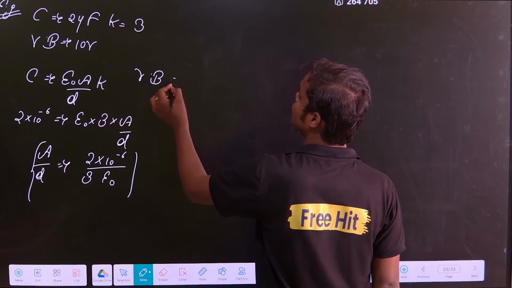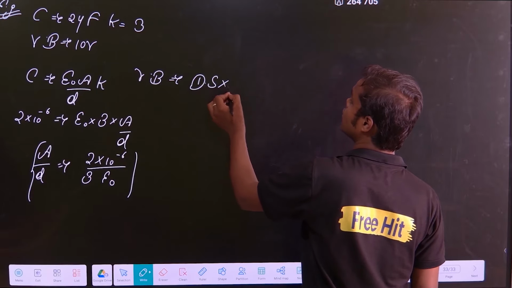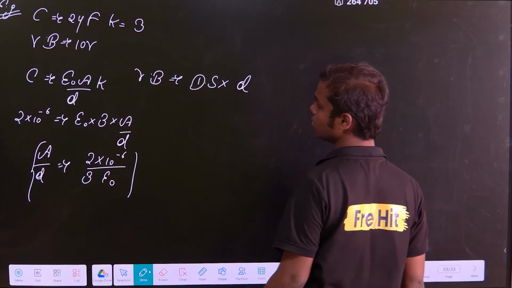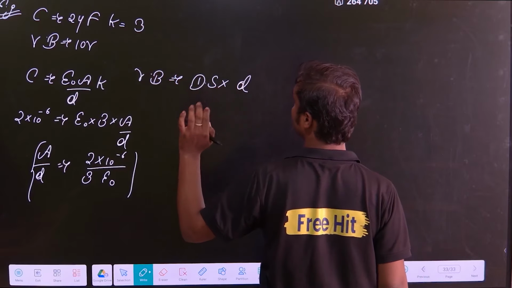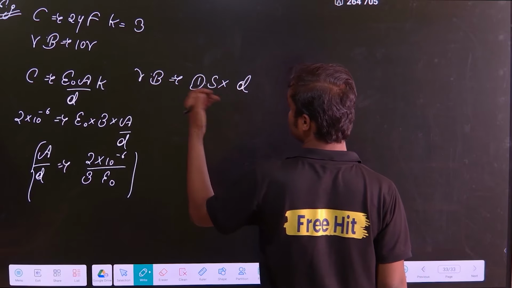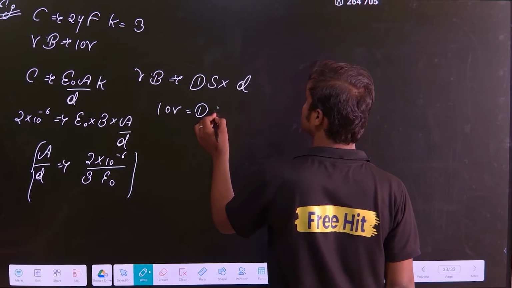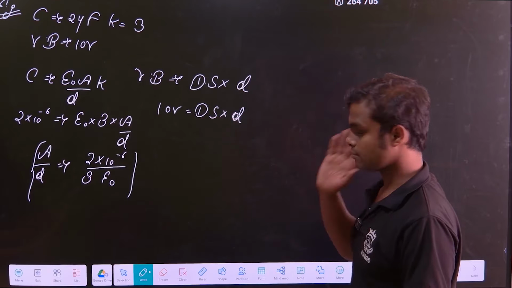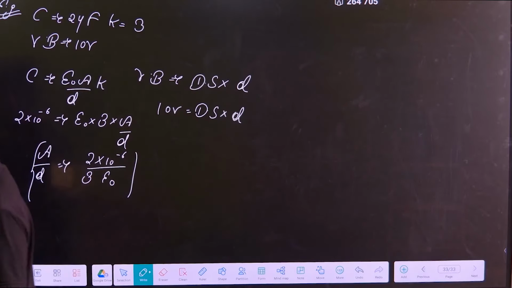VB means barrier voltage, breakdown voltage, sorry, that is equal to dielectric strength into D, correct? Basically that is the maximum electric field, or you can say maximum voltage. So what is D? Breakdown voltage is 10 volt, that is given. Dielectric strength we don't know. D is there, this thing is there, correct? Okay, sir, this much is clear to me.